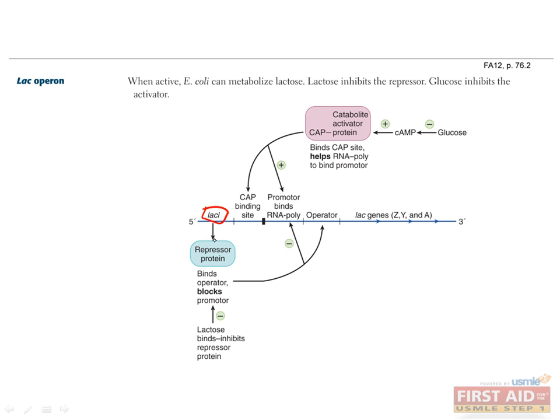LAC-I is another gene that codes for the repressor of the other LAC genes. This repressor is normally turned on, which means the other LAC genes are normally turned off, but when lactose is present, it binds to and inhibits the repressor, which allows the LAC genes to be active. From the other direction, glucose inhibits the catabolite activator protein, or CAP, and since CAP activates the LAC genes, having high glucose indirectly inhibits these genes.